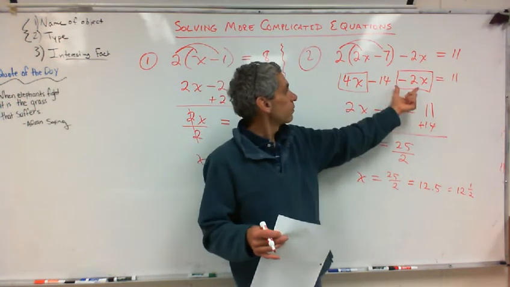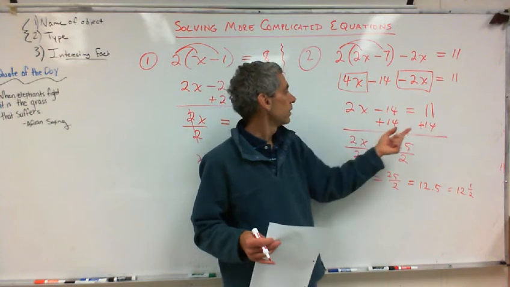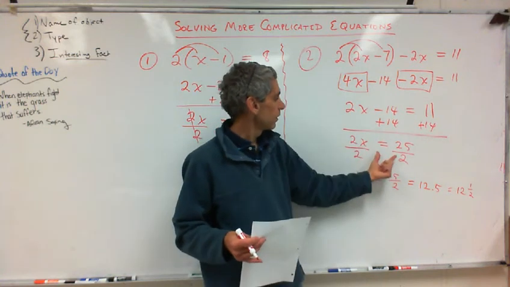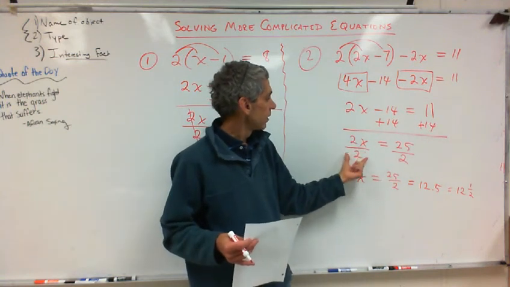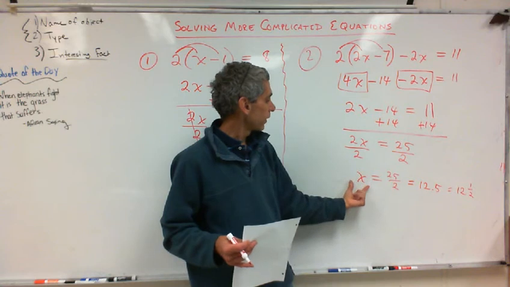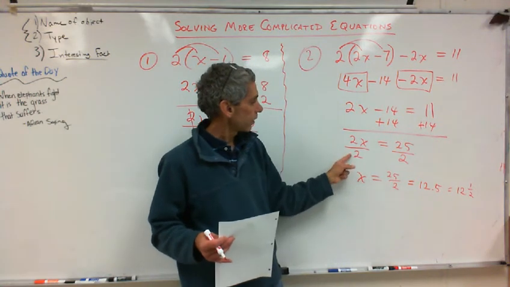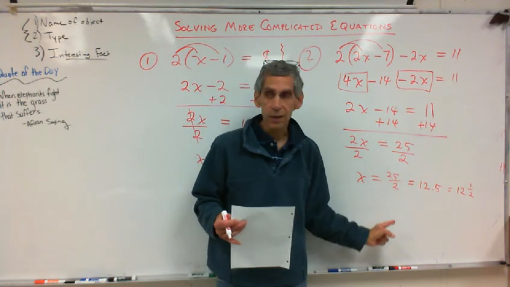So I did 4x minus 2x is 2x minus 14. Then I just added my 14 to get my x's isolated. And then I want to know what 1x is, so I divide by the number in front of the x on both sides. And I get 25 over 2.